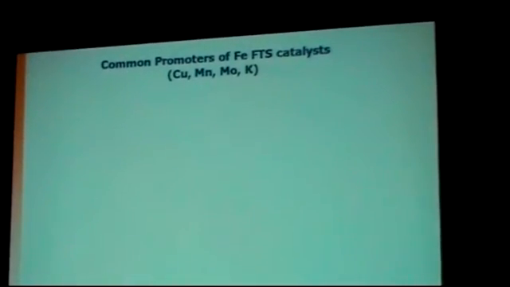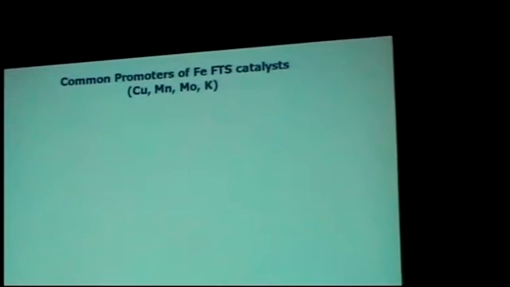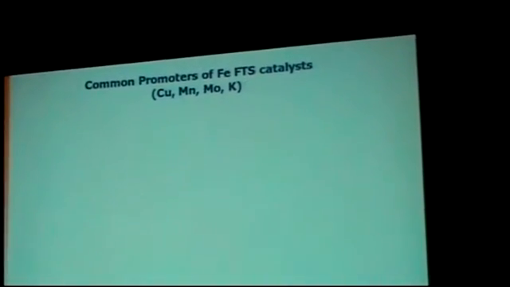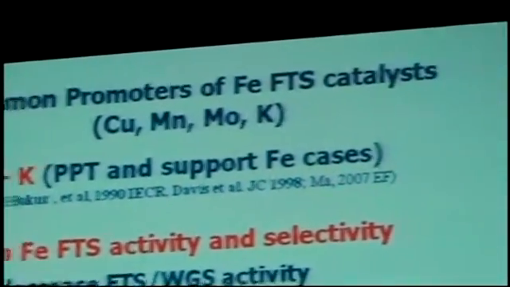The common promoters for the iron catalyst, as we mentioned, are copper, magnesium, antimony, and potassium. These promoters play different roles in adjusting the Fischer-Tropsch iron catalyst activity and selectivity. But today, because of time, we only talk a little bit about the potassium effect.